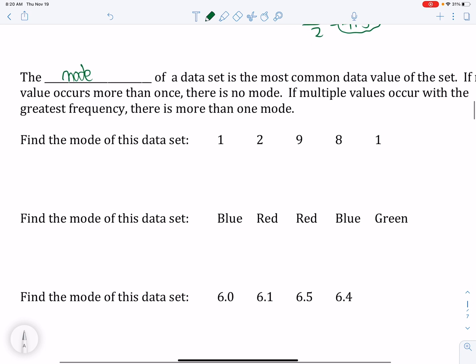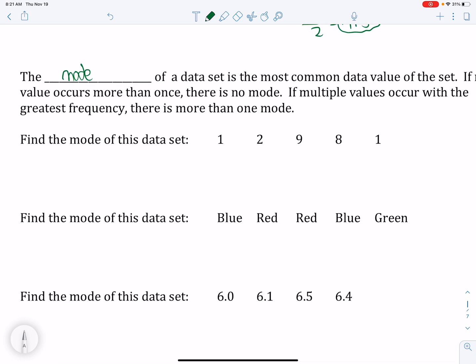So our first group here says, find the mode of the data set 1, 2, 9, 8, 1. Here we can see that the number 1 happens more often than any of the other data values. So 1 is the mode. If we look at our next set, it says blue, red, red, blue, green. Here we've actually got 2 values that occur the most, which are blue and red. So blue and red would both be modes in that case.